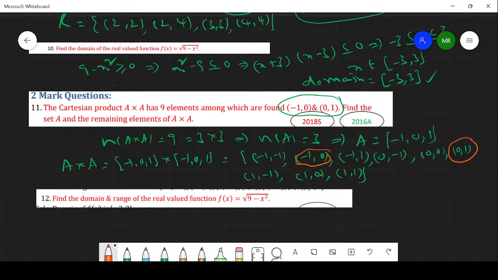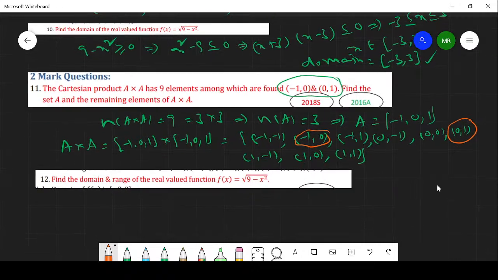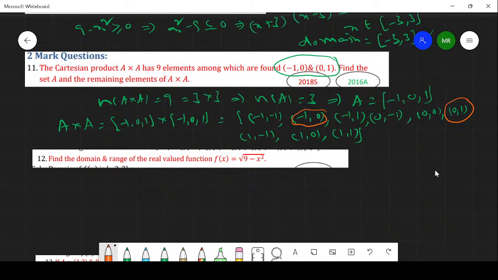So write the remaining ordered pairs, except these 2. They are asking you to find A cross A except those 2. Then you write the required elements of A cross A, which is all the ordered pairs except these 2. This is for a 2 marks question. This is an important model, expected question.